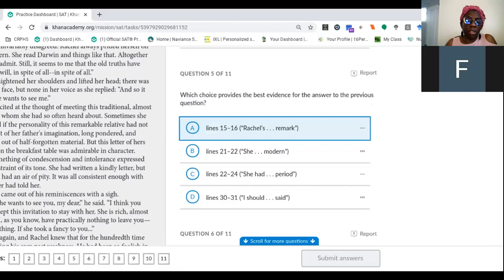What you want to do with this question is probably mark on your sheet of paper line 15, 16, line 21, 22. You understand? You want to mark them. And then as you're getting close to line 15, you come and look at this question. Which choice provides the best evidence for the answer to the question before? Then you're reading from 15 down, and you're looking at the statement Rachel something something, and it ends with the word "remark." And then you think, does that do it? Nah, maybe, maybe not. So it's just a strategy. Okay, move on.